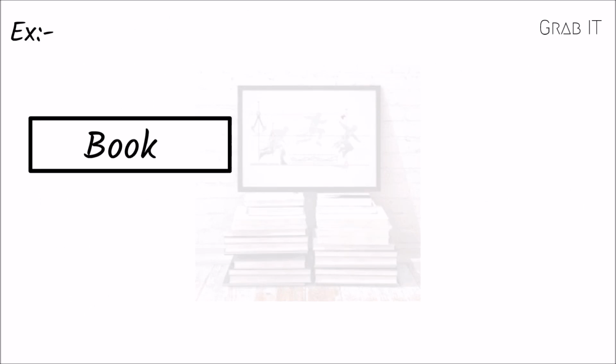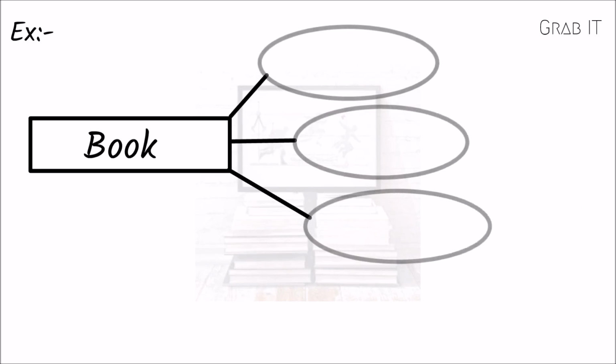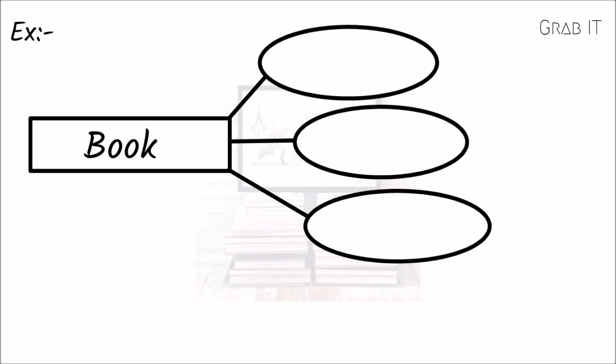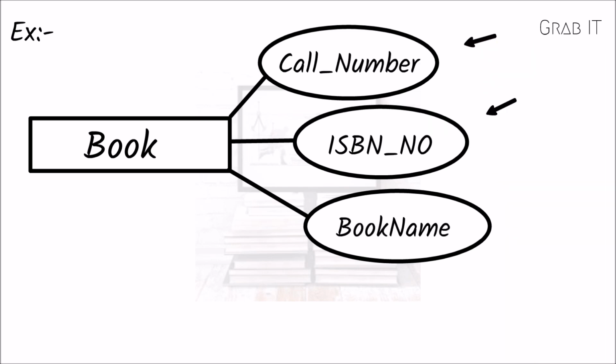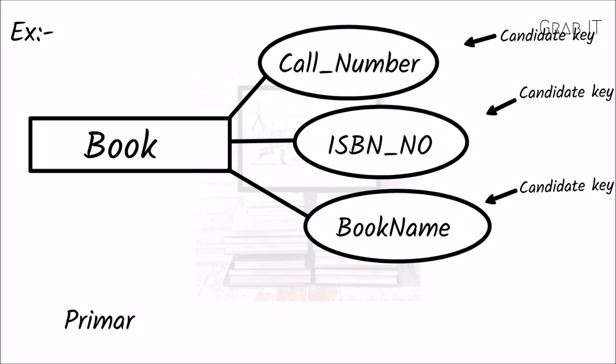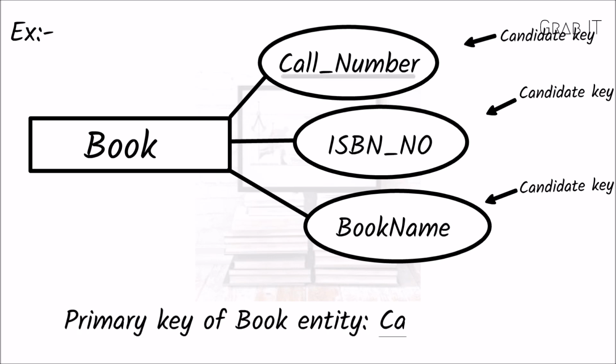Take a look at this example. Here I am taking an entity called Book. It has three attributes. The first one is ISBN number, the second one is call number, and the third one is book name. All at once we can't decide which attribute will be the primary key of the Book entity, because all three attributes look like candidate keys. So we have to choose the most suitable candidate key among these three as our primary key. Here, the most suitable candidate key is call number.